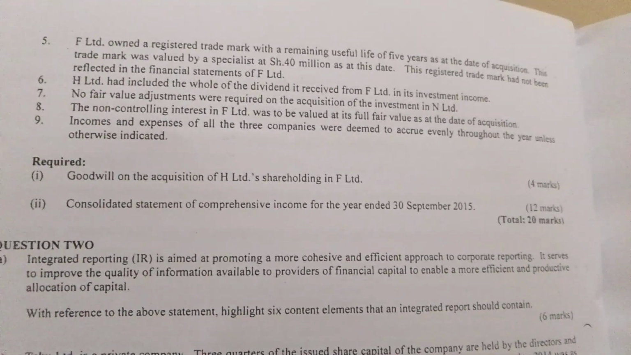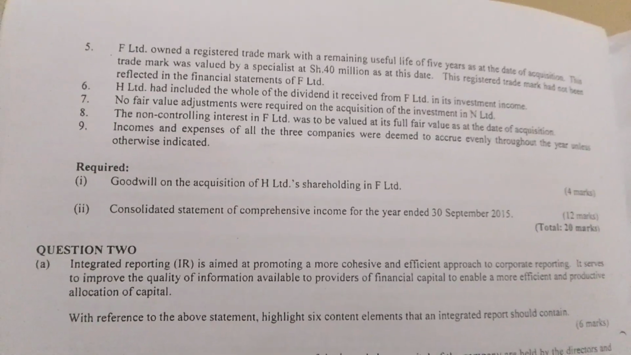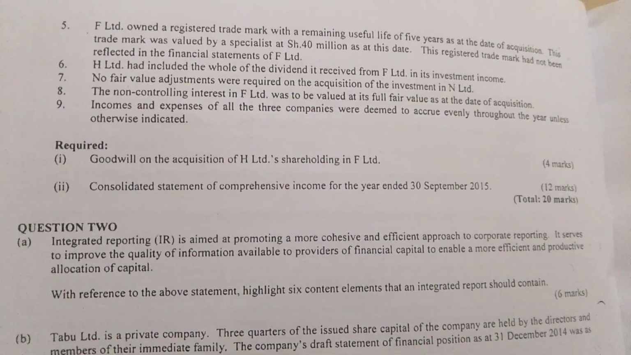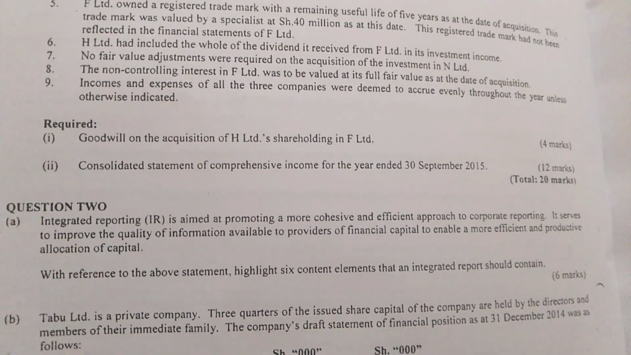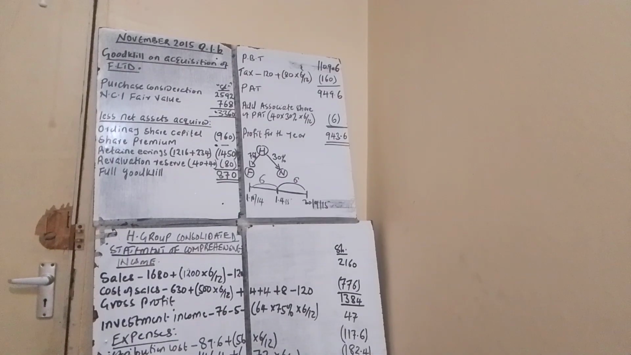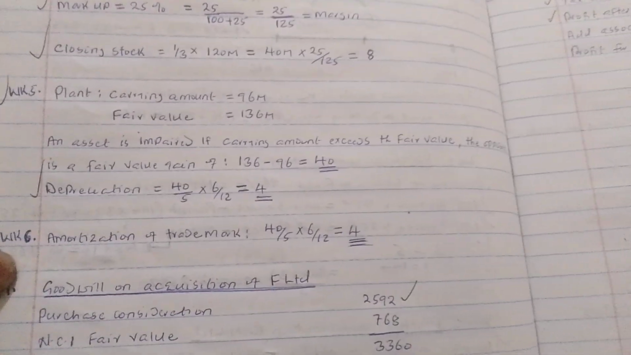That's why we are dividing by 5. The expected life is 5 years. So 40 over 5, and then you multiply by 6 over 12, because we are only interested in that portion which was remaining before the year came to an end. So amortization of the trademark is your working number 6.